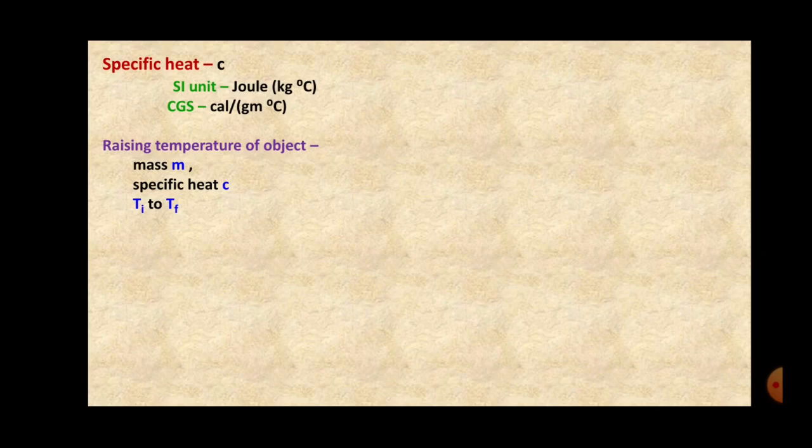and it is measured in the SI system by joule per kilogram degree Celsius, and in CGS as calorie per gram degree Celsius.